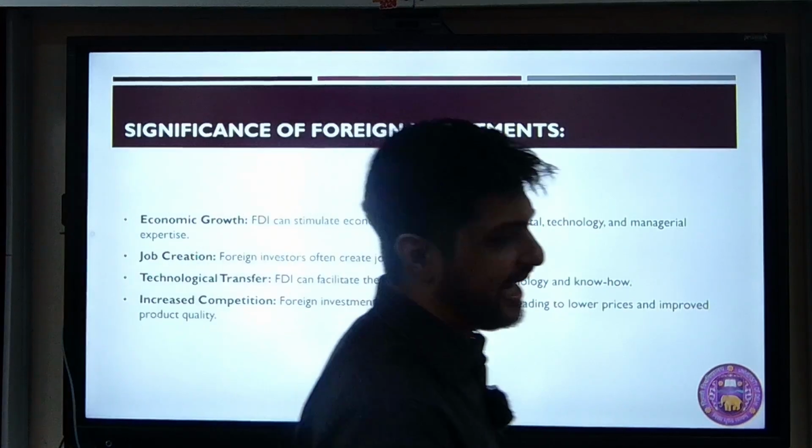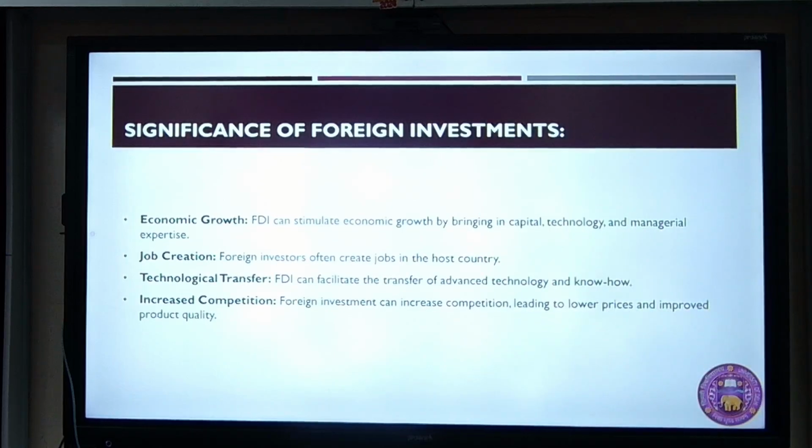Okay, let's come back to the topic. This was a little bit of practical things, tips that you can use. So there is a lot of importance of foreign investment from the country's perspective, from the company's perspective as well, from the society's point of view also. So it leads to economic growth because it brings in capital, technology and expertise.